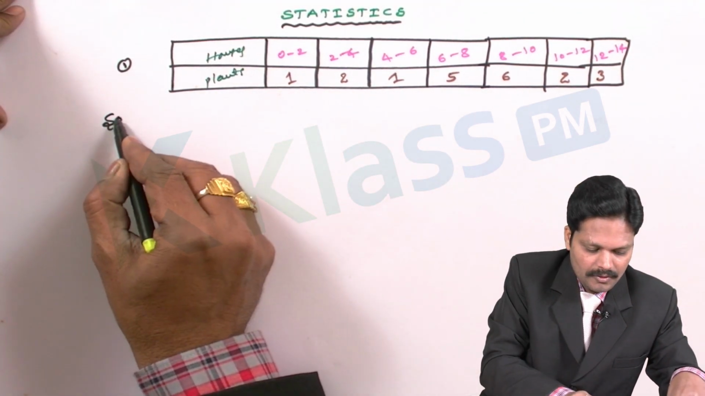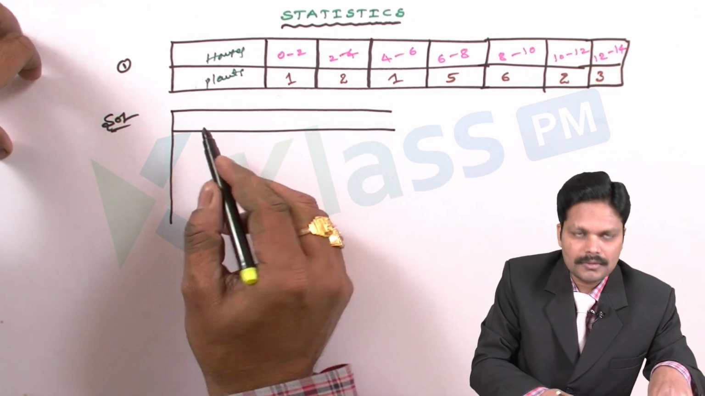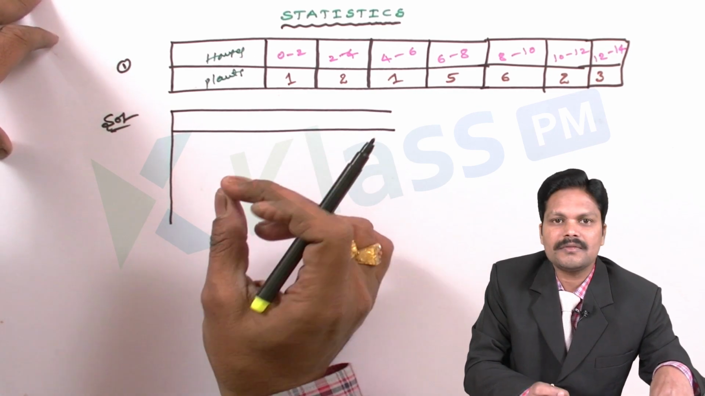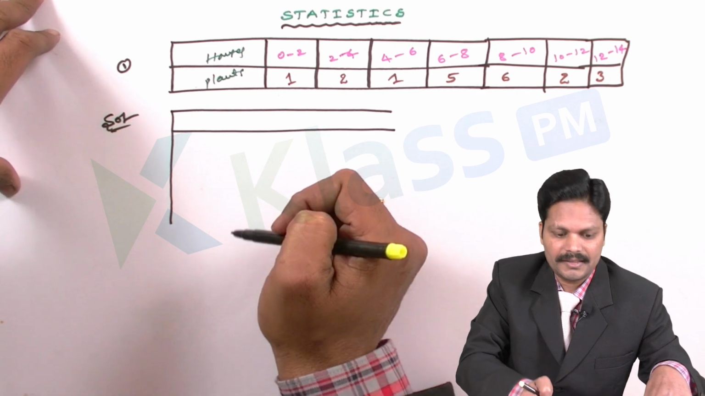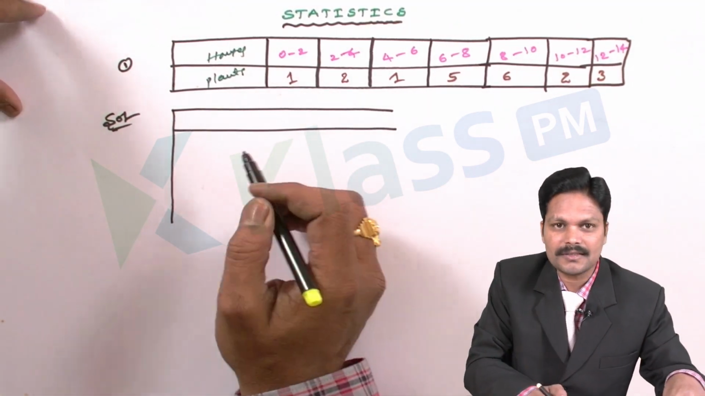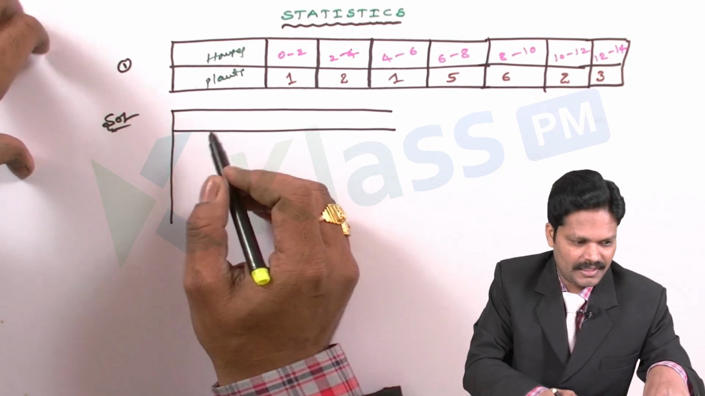I am writing the solution here. It is better to use a pencil while drawing the tables, and it is very easy to understand. I am not taking any scale and pencil, just for explanation purposes I am using this. You should use the ruler and the pencil for better presentation in the examination.